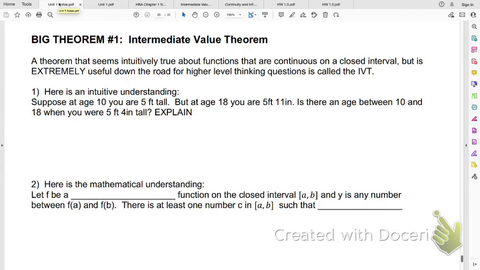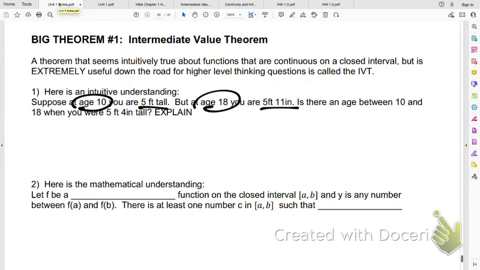So here's kind of the understanding of what the intermediate value theorem says. At age 10, you are 5 feet tall. At age 18, you are now 5 foot 11 inches tall. At some point between 10 and 18, was there a point that you were 5 feet 4 inches? Yes. To get from 5 feet to 5'11", you have to pass through 5 feet 4 inches. Exactly. That's what the intermediate value theorem says. To get from a lower number to a higher number over a continuous period of time, you have to go through every value in between.